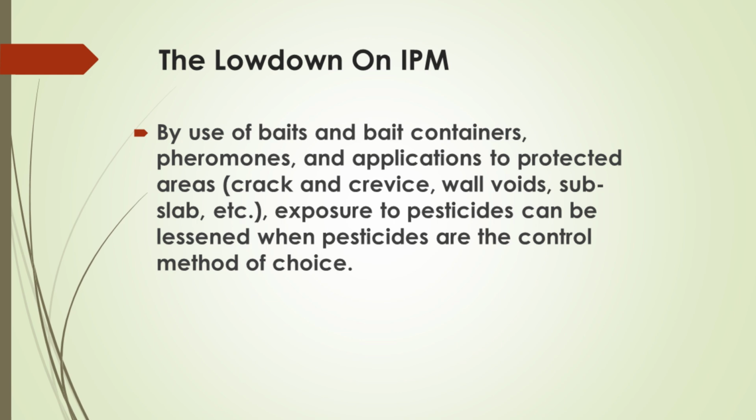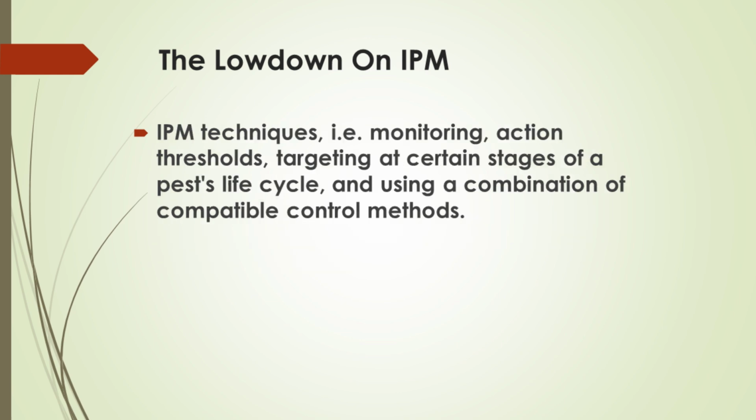When looking at the lowdown on IPM, this can be accomplished by use of baits and bait containers, pheromones, and applications to protected areas, crack and crevice, wall voids, subslab, etc. Exposure to pesticides can be lessened when pesticides are the control method of choice. When looking at the lowdown on IPM, you need to know IPM techniques, i.e. monitoring, action thresholds, targeting at certain stages of a pest life cycle, and using a combination of compatible control methods.